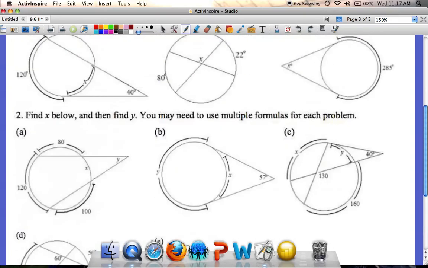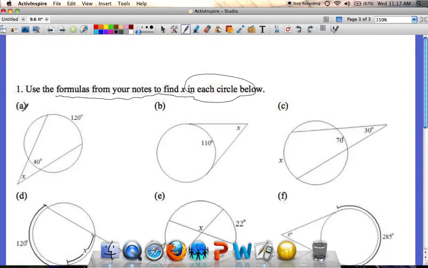Let's do one together. Let's do letter A. So x is x on the outside, and we have 120 and 40. So the relationship on the outside is A minus B over 2. So we take 120, subtract 40, and divide by 2. 120 minus 40 is 80 over 2 equals 40. So the answer to 1A is 40.